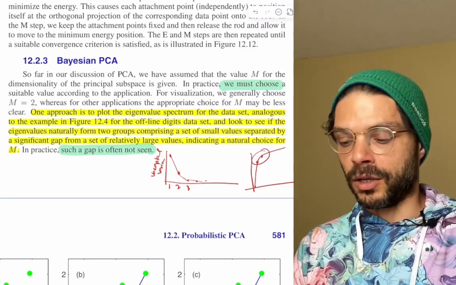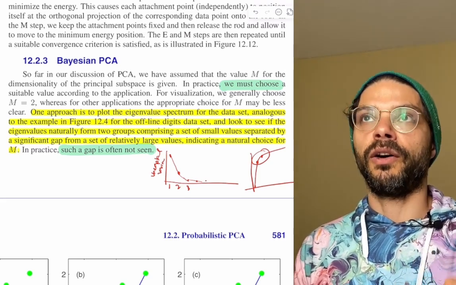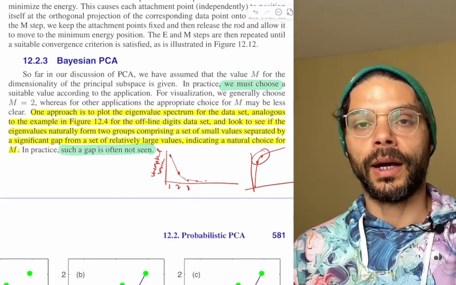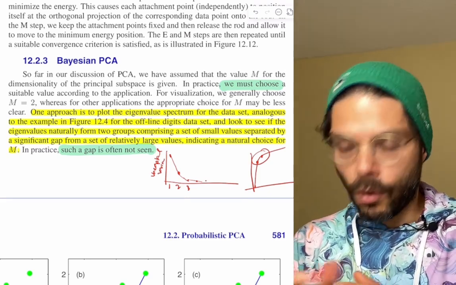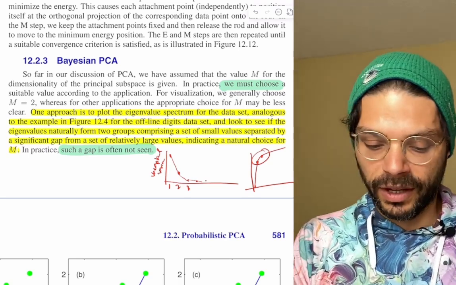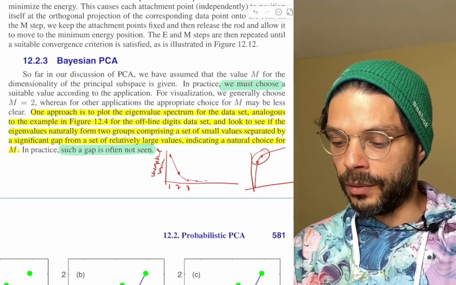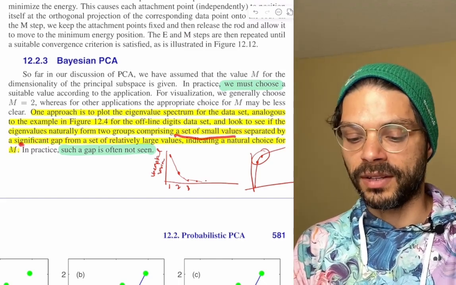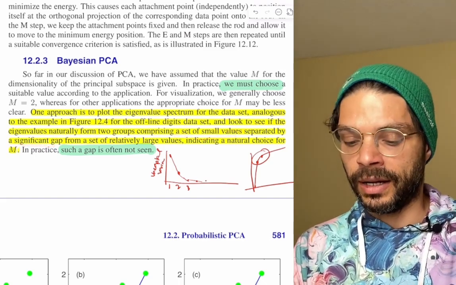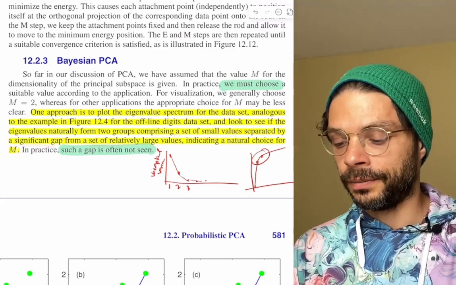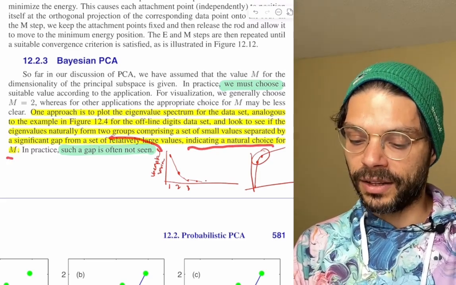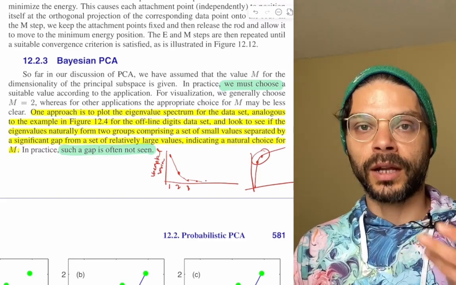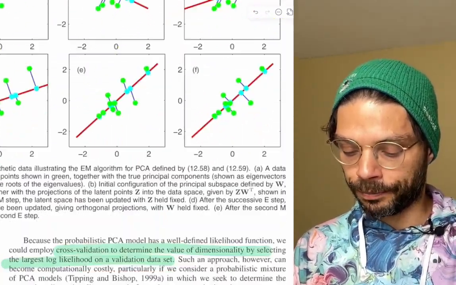Often, honestly, it doesn't make too much of a difference. But it's nice to know: is there a non-heuristic, non-qualitative way to determine how big a subspace we should use? So he's talking about this: we look to see if the eigenvalues naturally form two groups, comprising a set of small values separated by a significant gap, and what does significant mean? Unclear. That's from a set of relatively large values, indicating a natural choice for m. But in practice, such a gap is often not seen, and that's indeed been my experience as well. So how do we do this in a more rigorous, quantitative way?